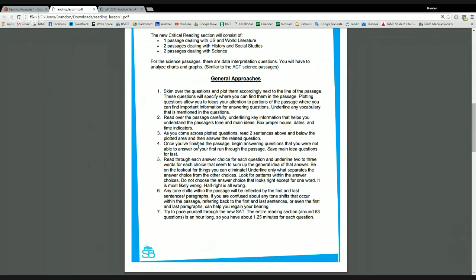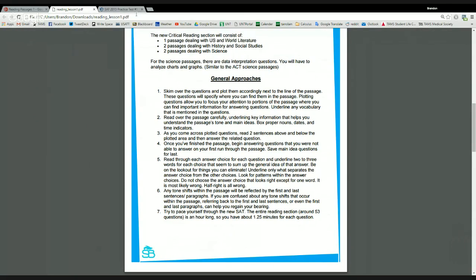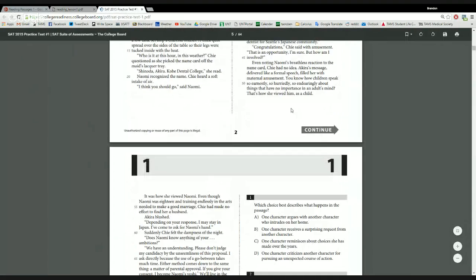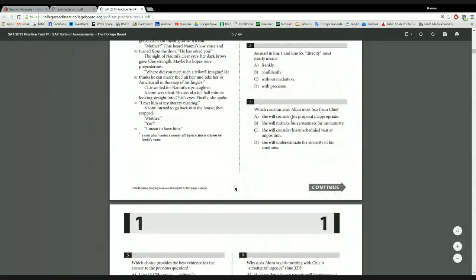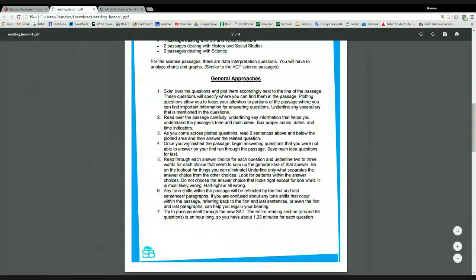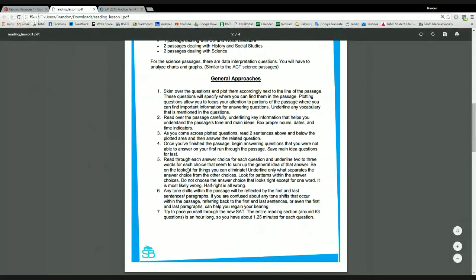Now 4. Once you've finished reading the passage, begin answering questions that you were not able to answer on your first run through the passage, and then save main idea questions for last. So you want to run through all the line-based questions first. After that, you want to look at the main idea questions, which are usually the first few, and a little bit in the middle.